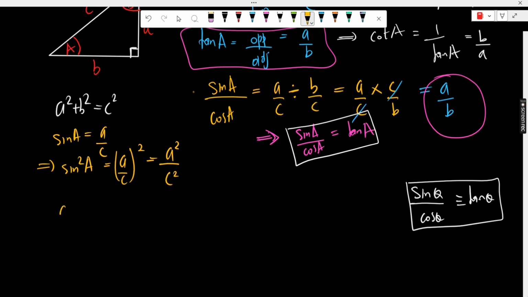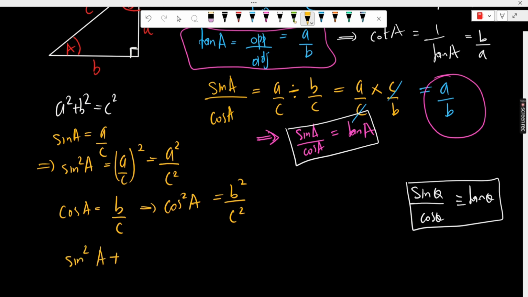Similarly, cos A is equal to A over B. Not A over B, cos is adjacent over hypotenuse, right? So it is B over C. So cos A is equal to B over C, which means that cos squared A is equal to B squared over C squared. Now let's combine these.